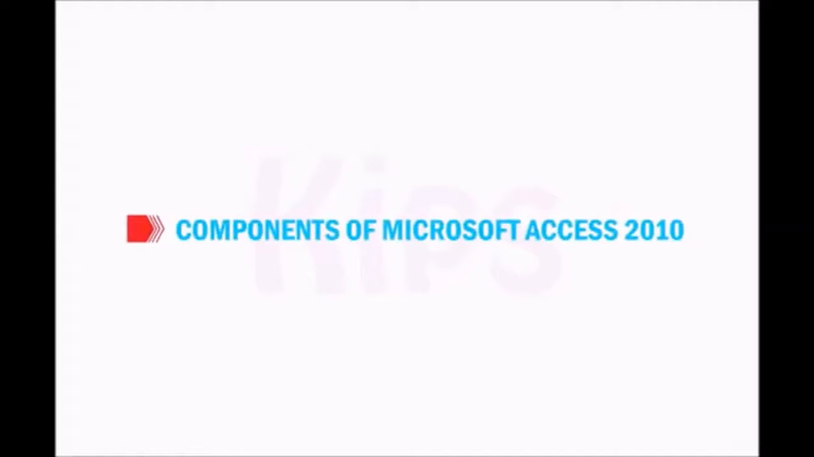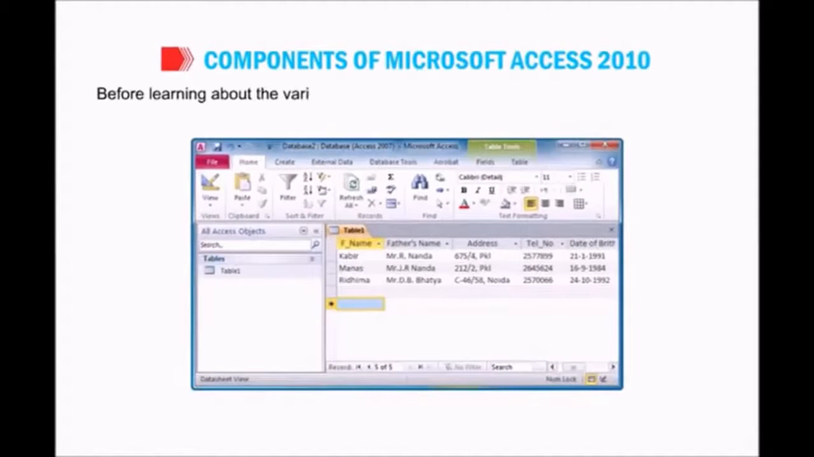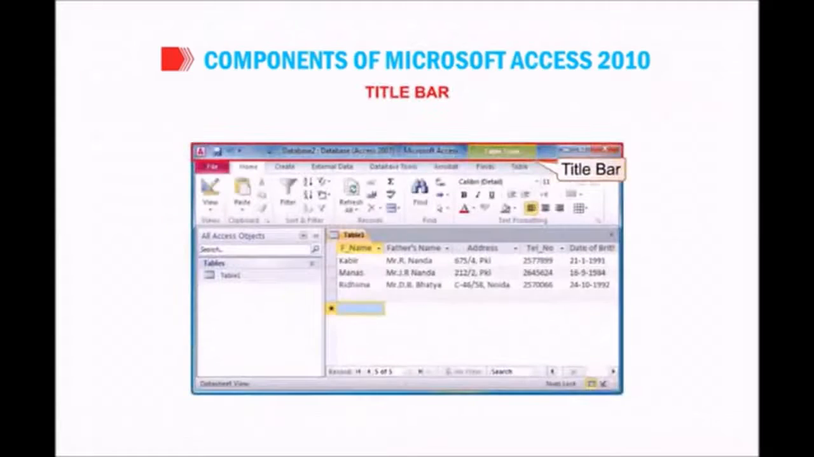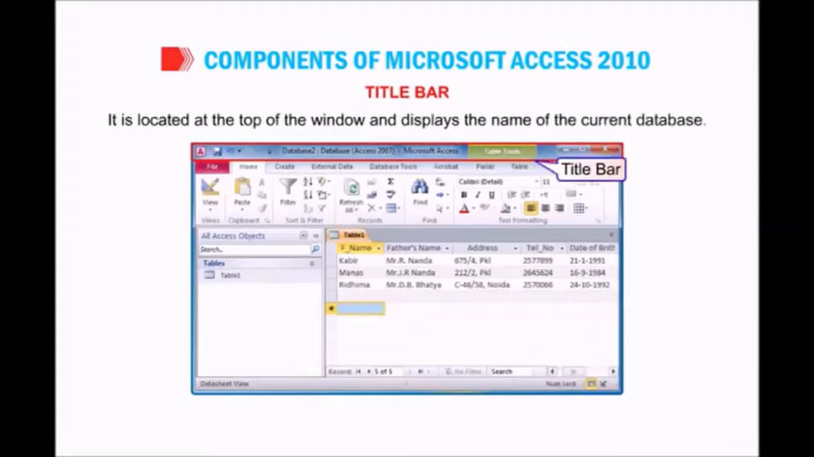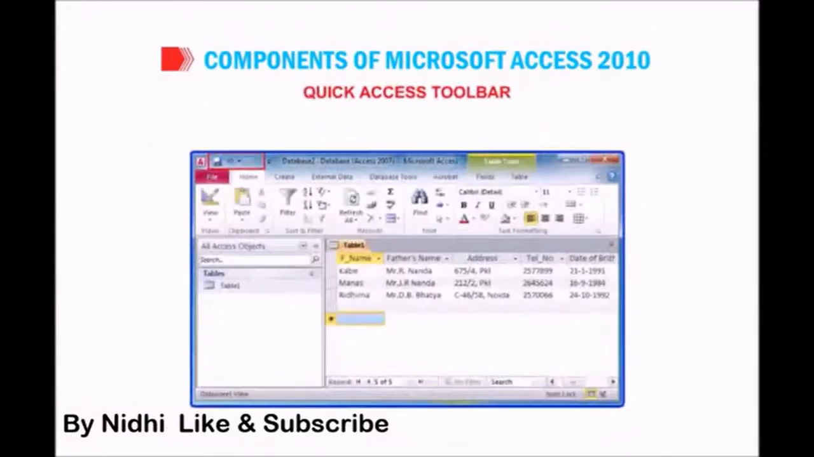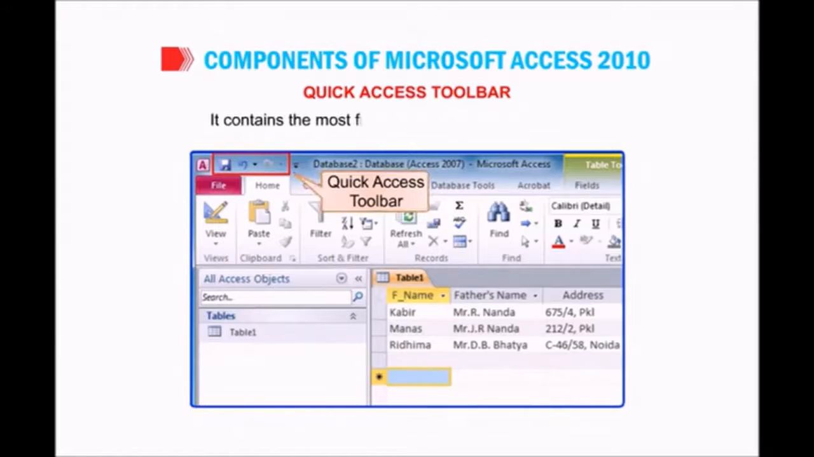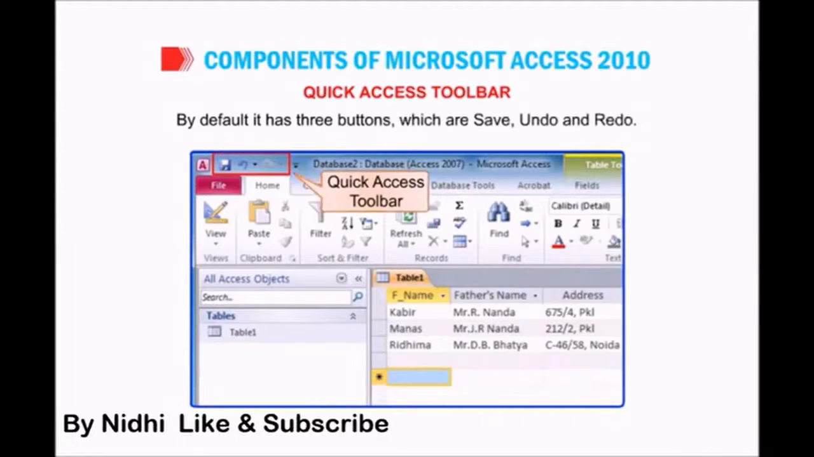Alright, let us learn components of Microsoft Access 2010. Before learning about the various functions of Microsoft Access, let us get familiar with the various components of Microsoft Access window. Title bar. It is located at the top of the window and displays the name of the current database. Quick Access toolbar. This toolbar is present at the top left corner of the Access window. It contains the most frequently used command buttons. By default, it has 3 buttons which are Save, Undo and Redo.